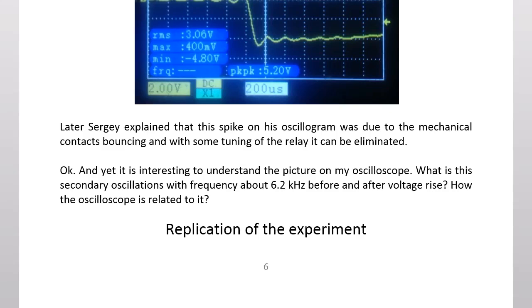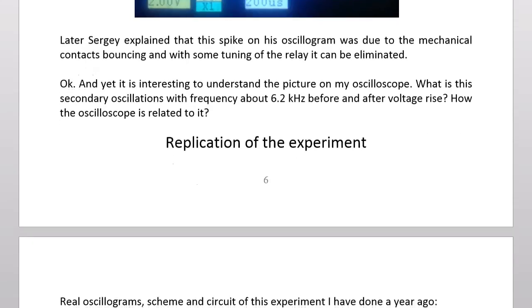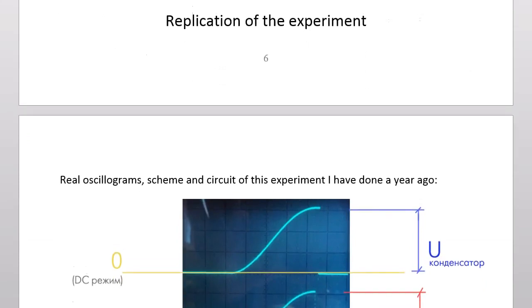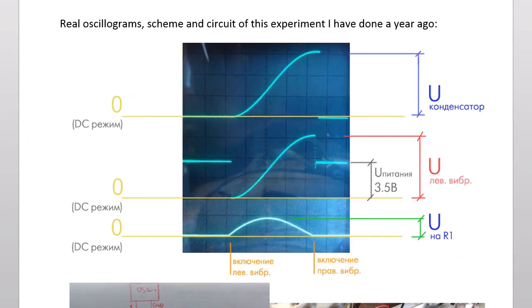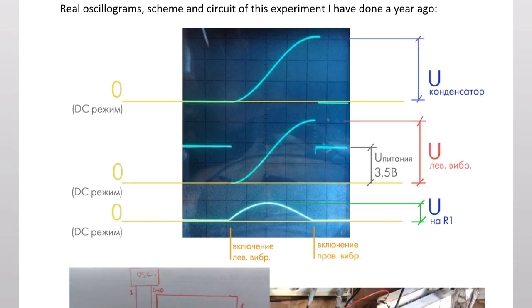Okay, and yet it's interesting to understand the picture on my oscilloscope. What are these secondary oscillations with a frequency of about 6.2 kHz before and after the voltage rise? How is the oscilloscope related to it? So next is a replication of the experiment. The real oscillograms, scheme and circuit of this experiment, which I did a year ago, are in the photo next.